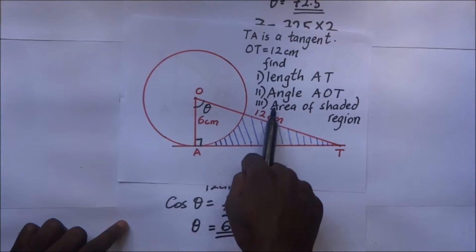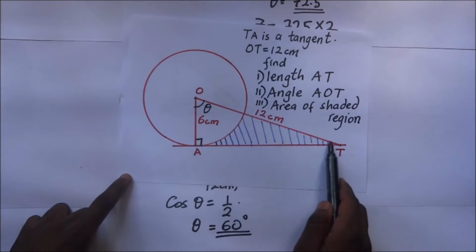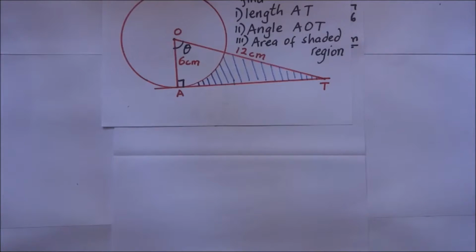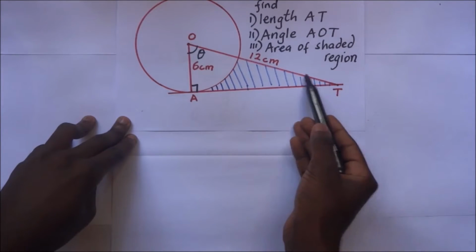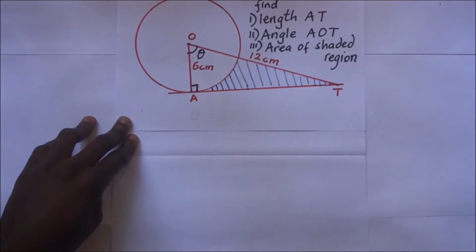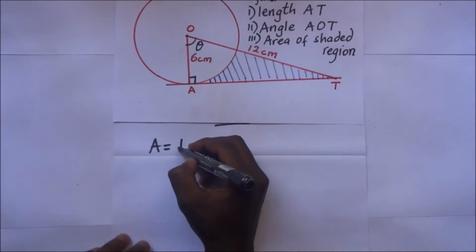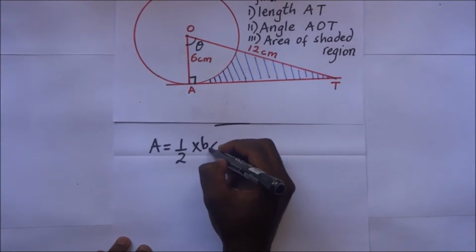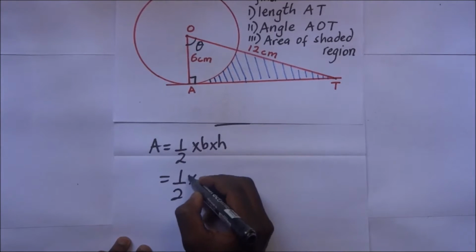Then Roman 3, they're asking us to find the area of the shaded region. This is the area, the shaded region they are talking about. To find the area of this shaded part, let's first get the area of the triangle. Area of a triangle, we all know that area of a triangle is a half times base times height. And the area of this is going to be a half times the base.